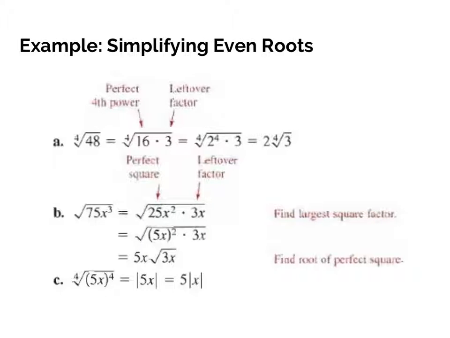In example C, we have the fourth root of 5x to the fourth power. Because this is an even root, we need to have the absolute value of 5x. Notice though that no matter what value we substitute for x, we'll never change the fact that 5 is positive. So we can remove that 5 from the absolute value so that we have 5 times the absolute value of x.